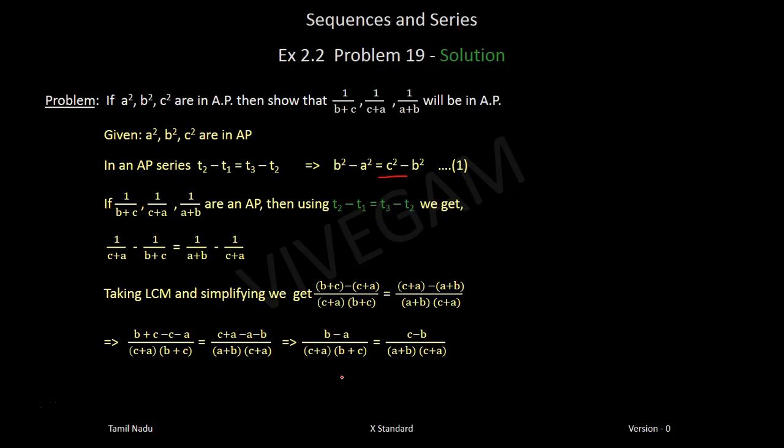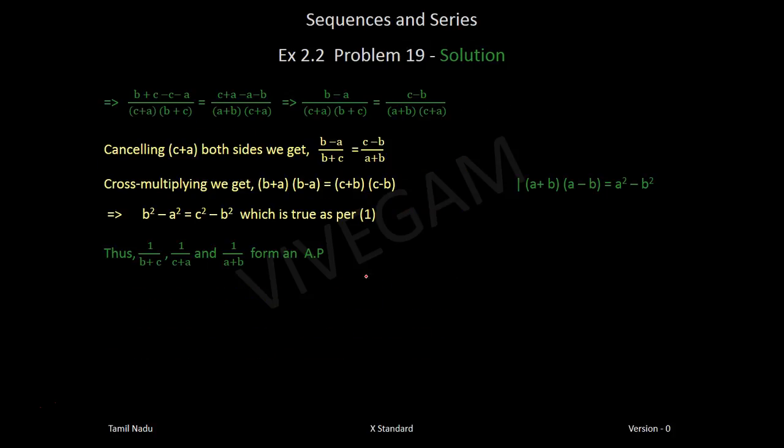But if you carefully look at it, c plus a is common in both LHS and RHS, so we can cancel this off. That's what you're doing. So I've carried forward the same step here for easy continuity. So this c plus a and c plus a is common both sides, so we can cancel it. So it will become b minus a divided by b plus c. That's what is written here, and c minus b divided by a plus b.